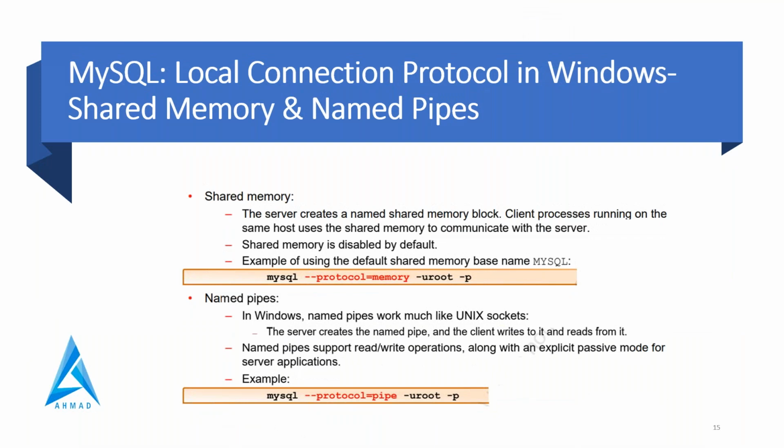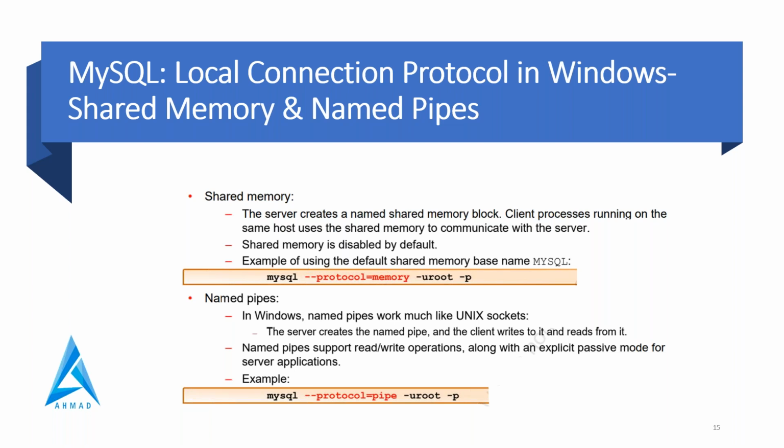MySQL local connection protocols in Windows: shared memory and named pipes. With shared memory, the server creates a named shared memory block, and client processes running on the same host use the shared memory to communicate with the server. Shared memory is disabled by default. If you want to use shared memory, you can specify --protocol=memory.